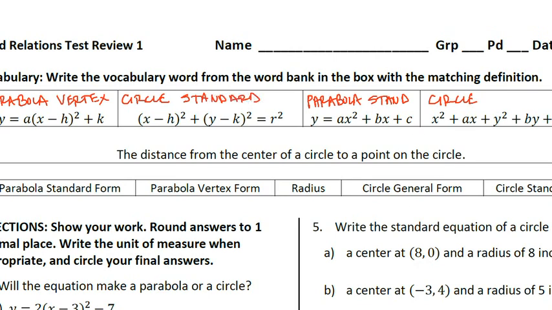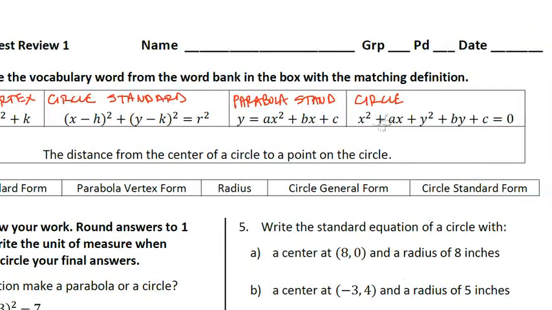And so that leaves the last one here, the one that doesn't have any parentheses. This is circle general form. The only time you see general form in this unit is when we're going to convert it from general form to standard form by completing the square. So that's the one time you're going to run into a circle general form equation.